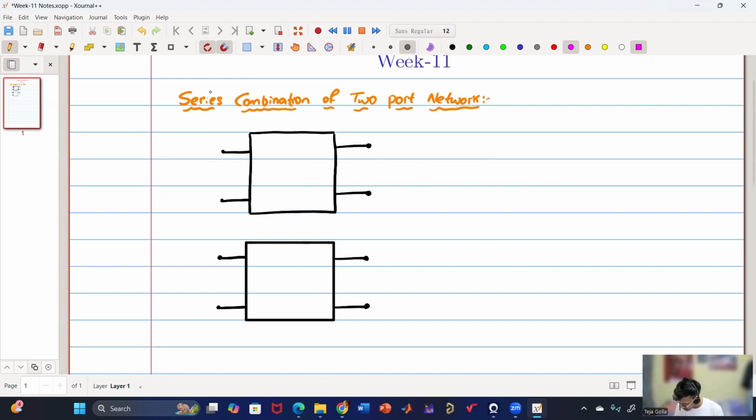So I'm calling this network N1. I'm calling this network N2. So let these voltages be plus minus V1, and note the direction, current I1, and this is I2, and plus minus V2. So let this be V1 dash, and current is I1 dash. This is I2 dash, and voltage is plus minus V2 dash. Now they are connected in series. So basically, these two are connected, and these two are connected.